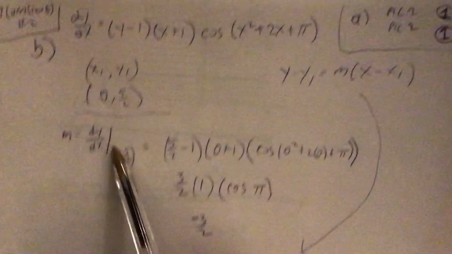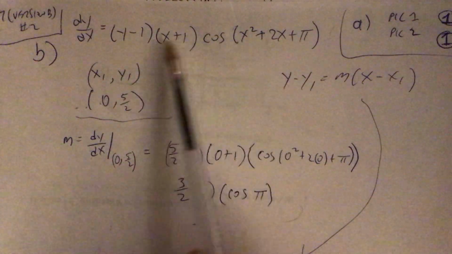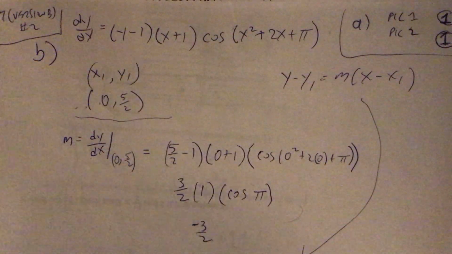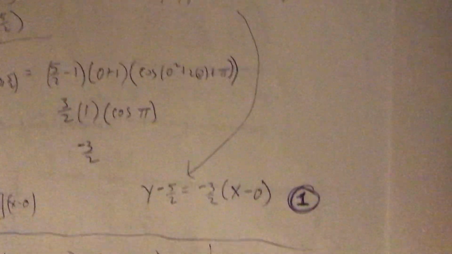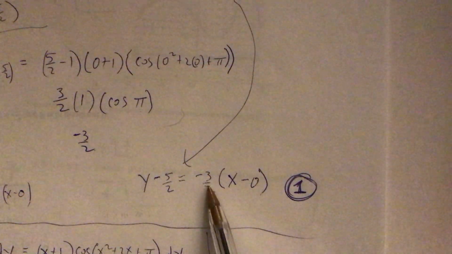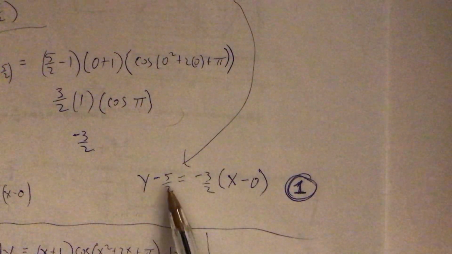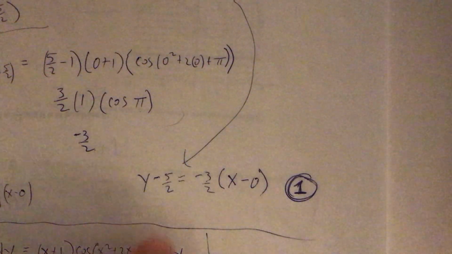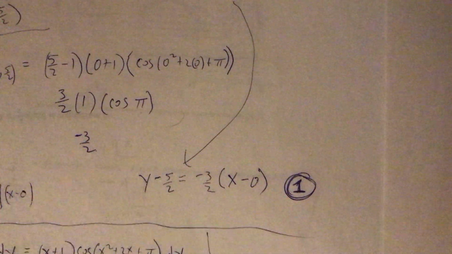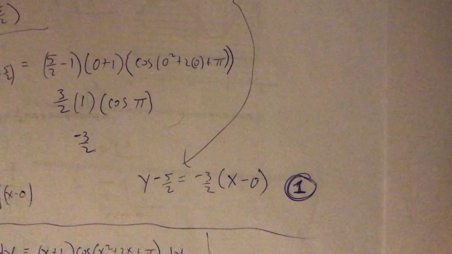So the tangent line to whatever function this is will look like this. Basically, plug in the point and plug in the slope. The slope was negative 3 halves. The point was (0, 5 halves). And you can just leave it this way. You can simplify if you want, but I wouldn't risk it. Just leave it like this. That gets you a point. All right, so we're up to 3 points.